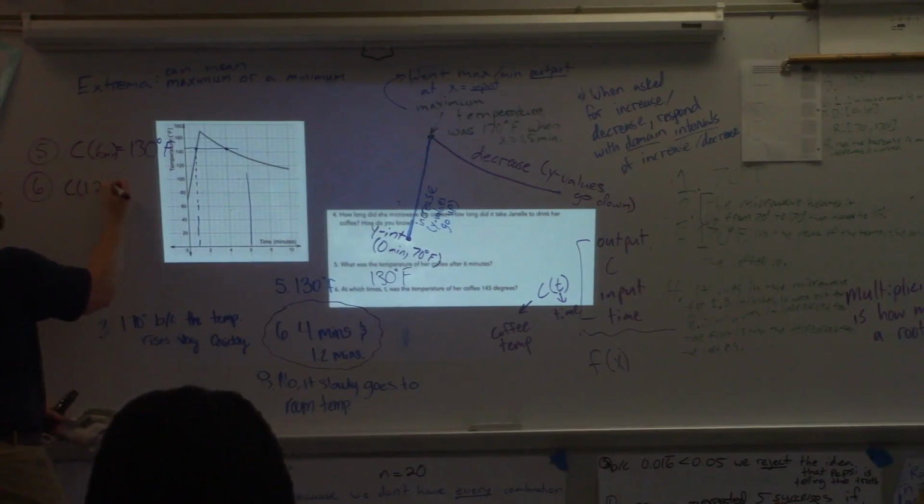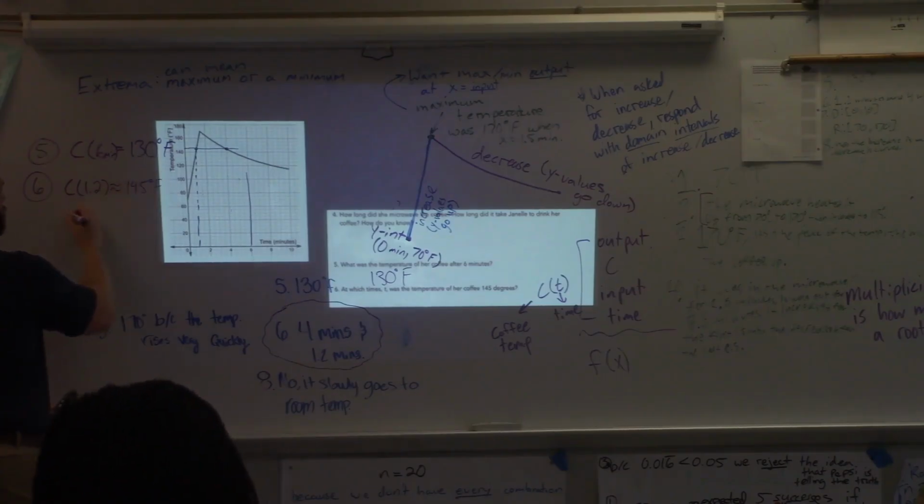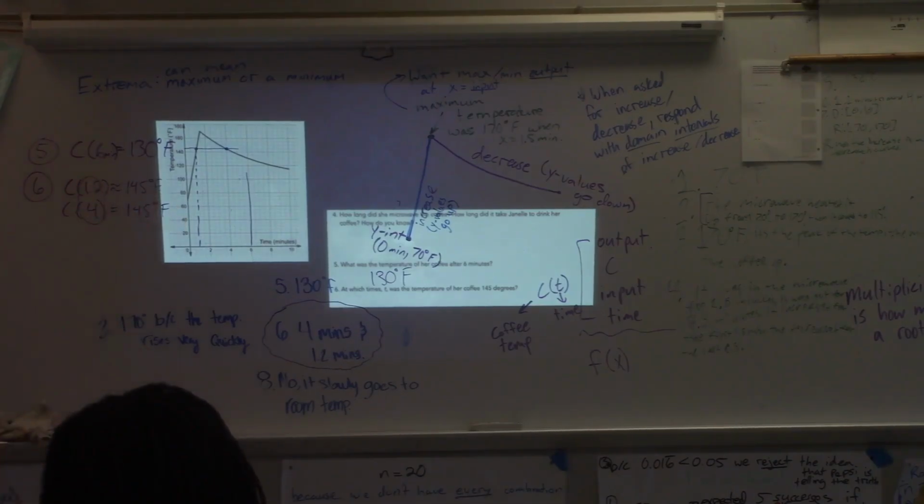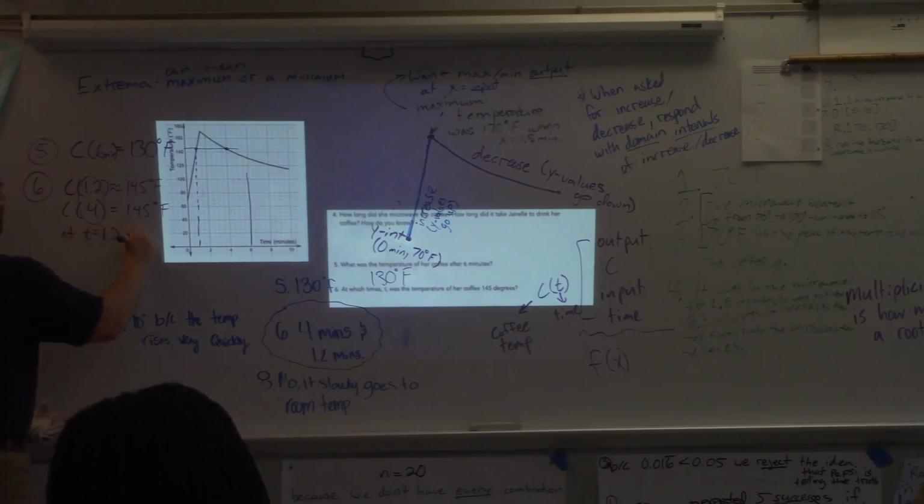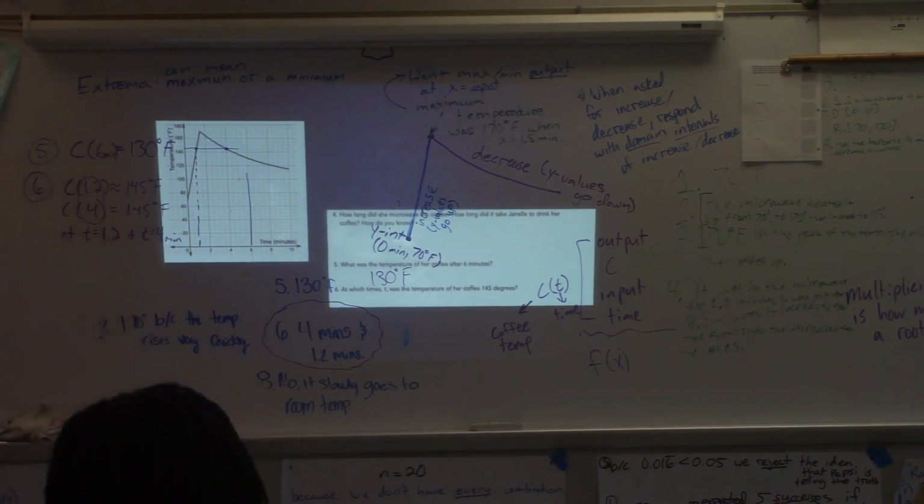So C of 1.2 is approximately 145 degrees Fahrenheit, but definitely C of 4 is 145 degrees Fahrenheit. Notice we got 2 answers. You were both right. Okay? So please pay attention to that. If you did not notice both answers, add that detail in. Because again, C of 1.2, C of 4, both 145 degrees Fahrenheit.